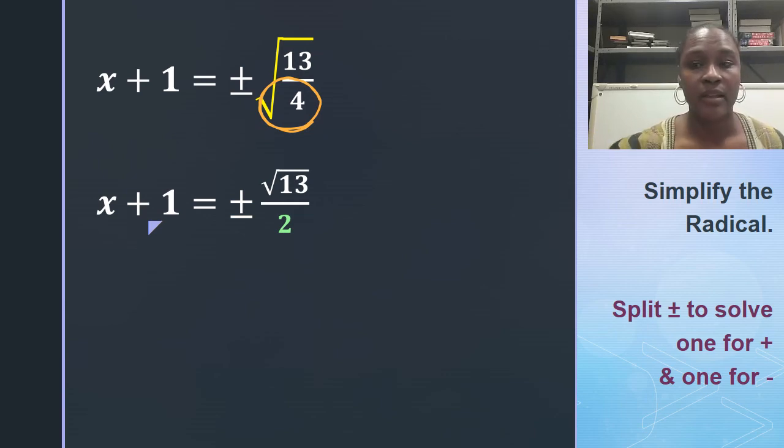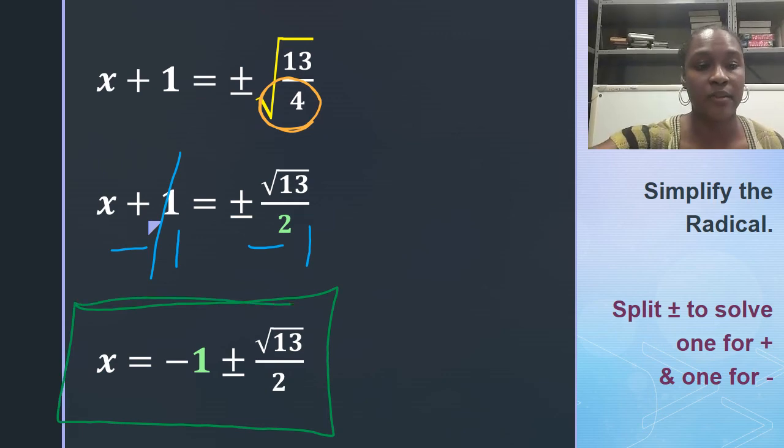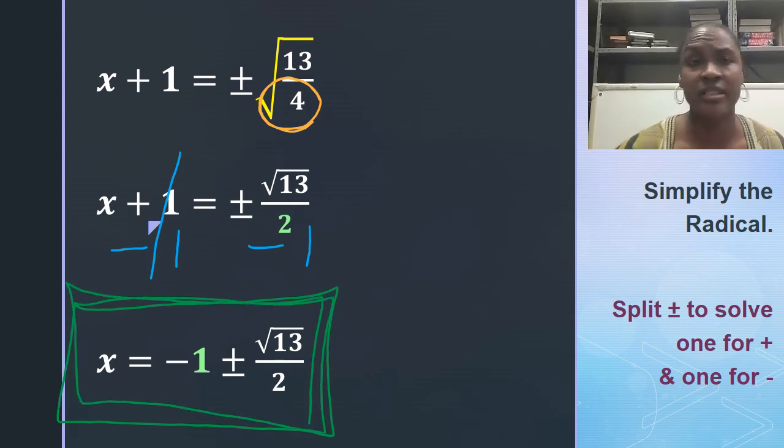Now we can subtract 1 from both sides to cancel on the left. So we have the -1 plus or minus radical 13 over 2, and this is our final answer because of the radical there and the fraction there. It can't get any simpler. This is as simple as it can get. And these are 2 numbers. If we put them in the calculator, we will get the 2 different values for x.